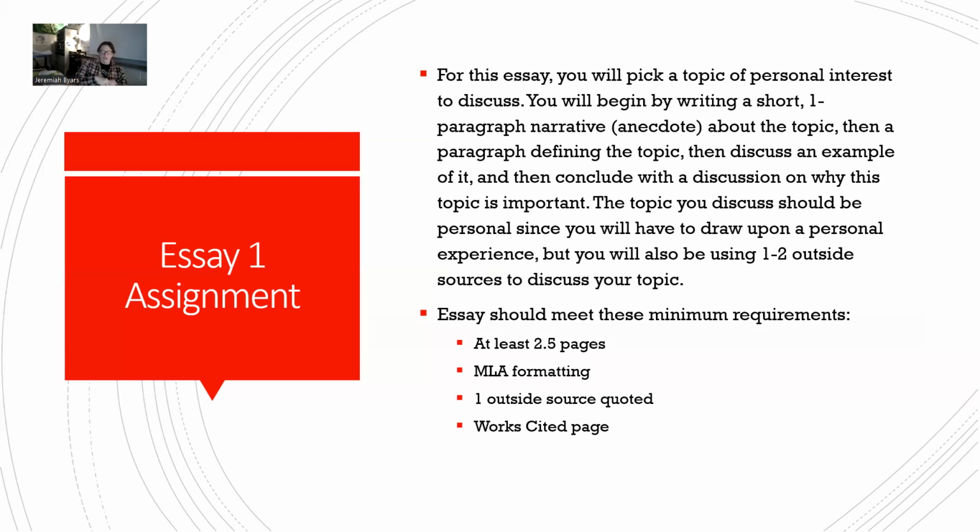So last year I started changing it, where I started requiring people to use 1 outside source for essay one, two outside sources for essay two, of course, and then 3 for essay three. Because in 1102, you use at least 3 to 5 sources in every single paper. So I think we need to do more gradual inclusion of using sources, quoting sources, integrating quotes, all that kind of good stuff. So we're going to begin that with essay one. And because you're using a source and we're using MLA formatting, you're going to have a works cited page.